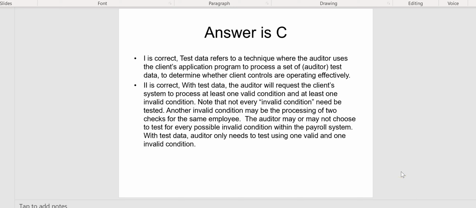So the auditor may or may not choose to test for every possible invalid condition within the payroll system. As long as the control you're interested in can be tested by choosing one valid condition and one invalid condition, that's good enough for test data. Remember what we said, if you're going to see whether or not the payroll system will process payroll for a person with an invalid employee number, all you need to do is request one person with an invalid employee number. You don't have to request everybody who may have one time worked for the company, just one valid and one invalid condition.